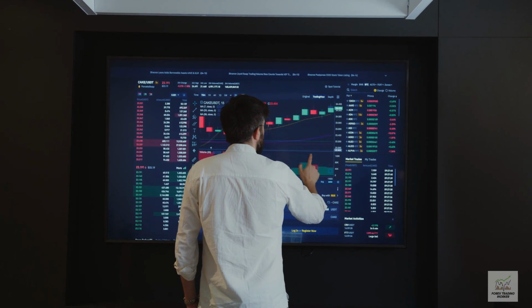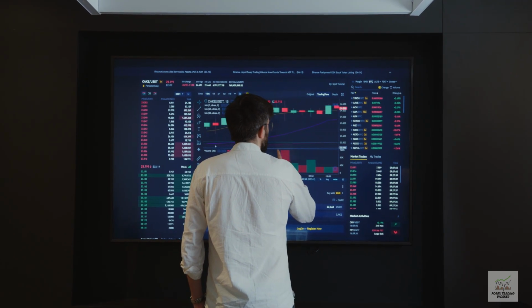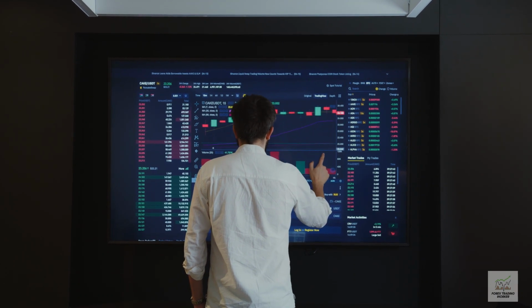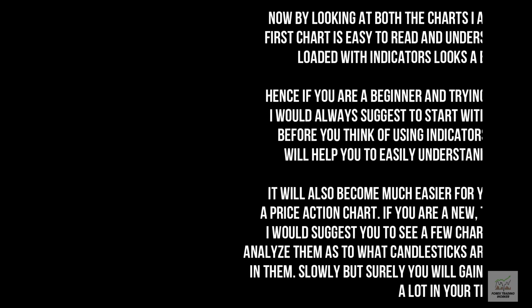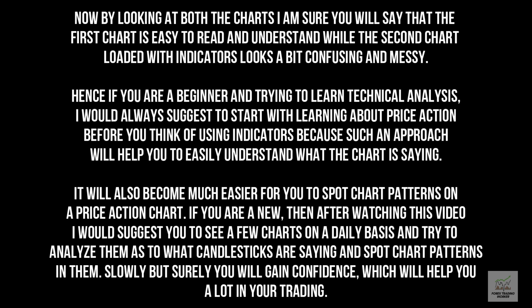Hence, if you are a beginner and trying to learn technical analysis, I would always suggest to start with learning about price action before you think of using indicators, because such an approach will help you to easily understand what the chart is saying. It will also become much easier for you to spot chart patterns on a price action chart. If you are new, then after watching this video, I would suggest you to see a few charts on a daily basis and try to analyze them as to what candlesticks are saying and spot chart patterns in them. Slowly but surely you will gain confidence, which will help you a lot in your trading.